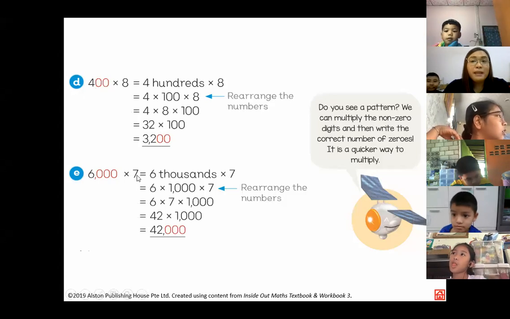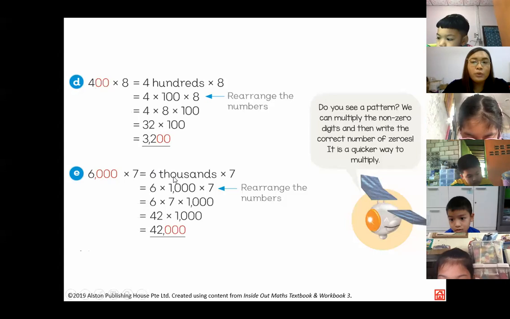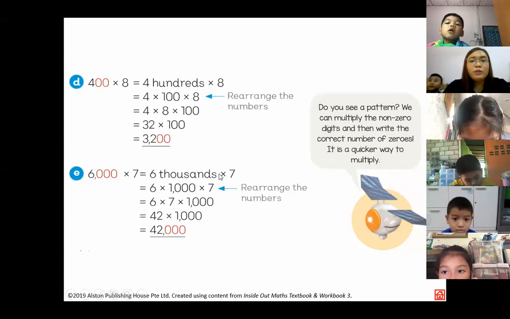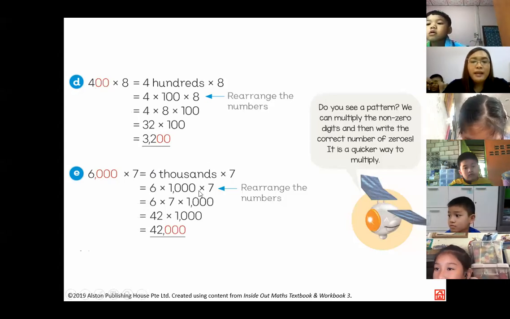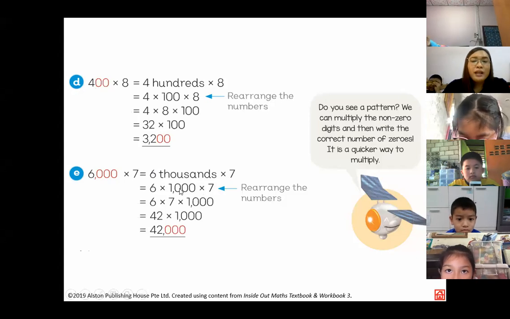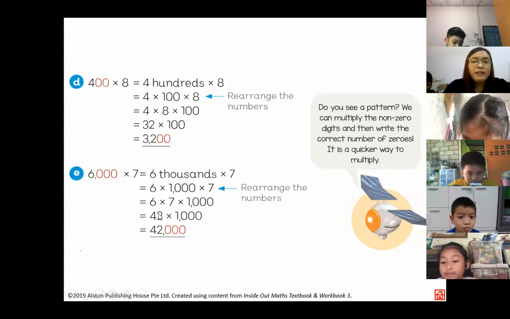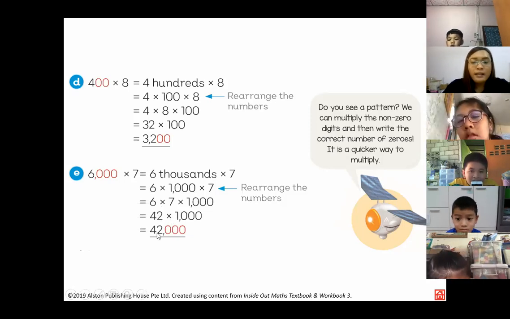Okay, letter E. 6,000 multiplied by 7. Okay, so just write number 6 and then the word thousands and then multiply by 7. So 6 multiplied by 1,000 multiplied by 7. So change the position of 7 and 1,000. So 6 and then 7 and then 1,000. So 6 times 7, that's 42. And then times 1,000. So that's 42,000.